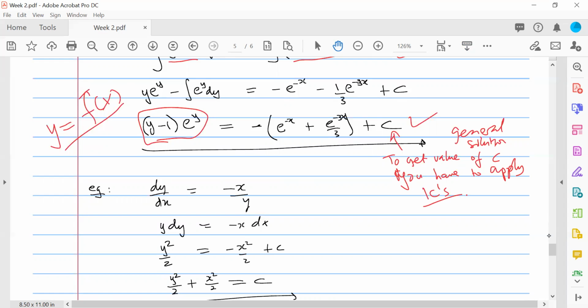But you can only apply them when they are given. In this case, they are not given, so we leave it as a general solution. And it's called general because of that C. If you leave it out, then it won't be a general solution. It will be a specific point solution where C is equal to 0. So we don't want to assume that C is always 0.